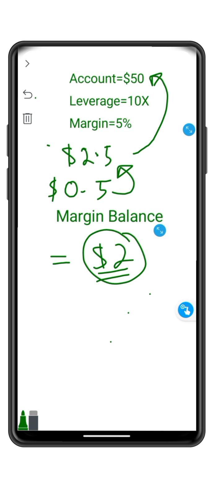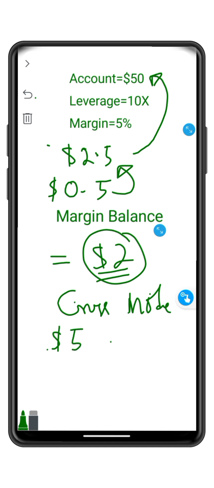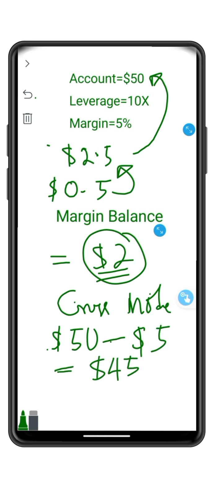But if you are on cross mode, it is going to look different. It is going to be your entire account balance. Remember our account balance is 50, so it is going to be 50 US dollars, take away how much you are losing. So let's say you are losing $5, all right? So your margin balance is going to be 45 US dollars.